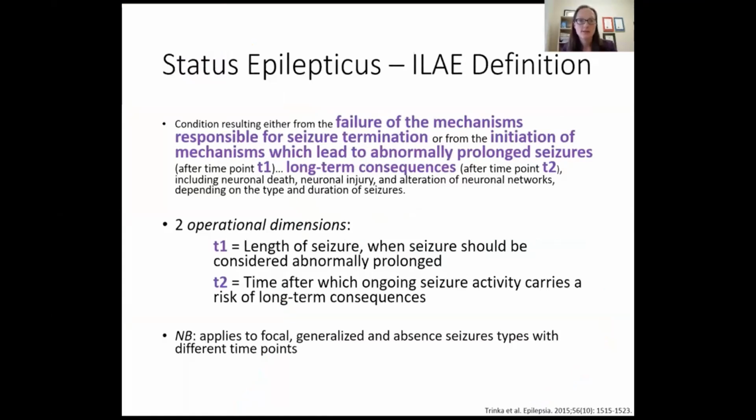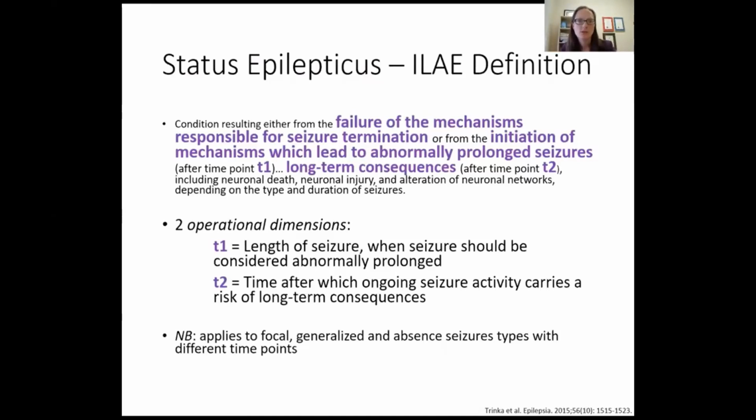It's a time-based definition, including a T1 and a T2 that are important because after T2, we will have long-term consequences from prolonged seizures. The 2 important operational dimensions that I talked about include T1, which is the length of the seizure or the duration after which it's considered to be a prolonged seizure, and T2, which is the time after which an ongoing seizure will result in long-term consequences for the individual.